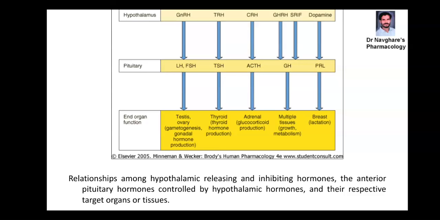So this figure shows the different hypothalamic hormones, and in response to hypothalamic hormones, which hormones are secreted by the pituitary gland and their effect on end organs. So the relationship among hypothalamic releasing and inhibiting hormones: the anterior pituitary hormones controlled by hypothalamic hormones and their respective target organ or tissue.